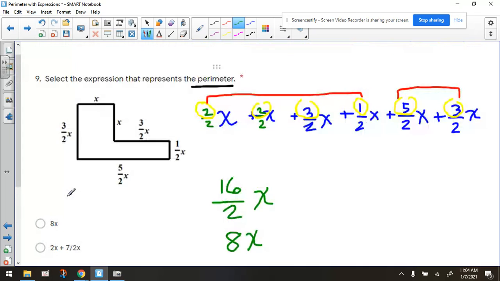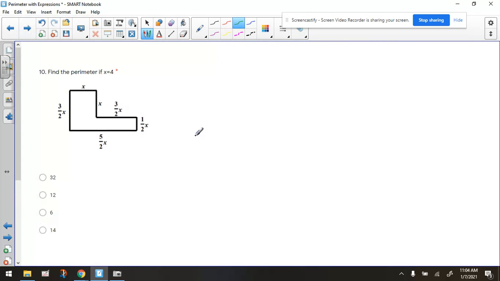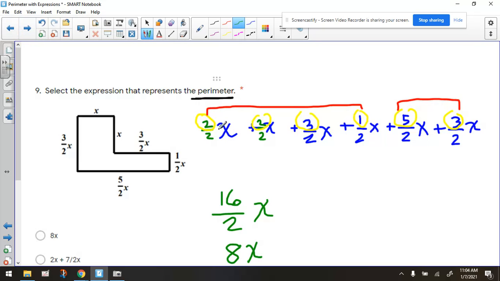All right, now the second part of this, because this is question number 9, question number 10 gives us the same exact figure, only now they want us to find the perimeter if x equals 4. In other words, evaluate for x equals 4. Now what we could have done is taken the value of 4 and substituted it into this blue expression that we had earlier. We could have done that, but that would have been a little bit of a hot mess, and we probably would make a lot of computation errors.